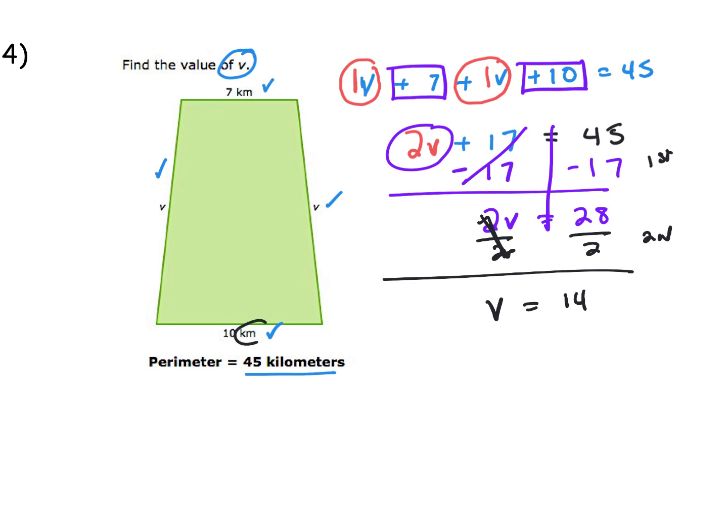Let's look back at the unit of measure. So 14 kilometers. So both of these sides would be 14 kilometers.